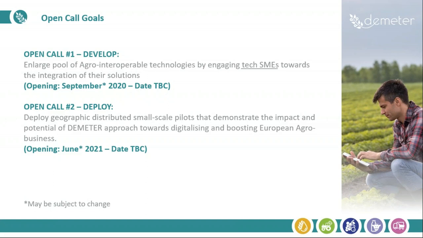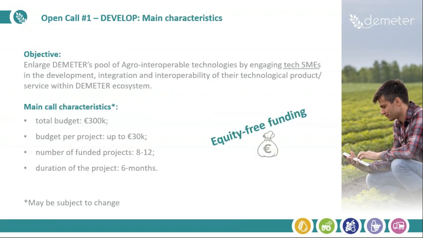So I'm going to focus on the first open call to be launched, Develop, whose main characteristic is a total budget of 300,000 euros to be split among 8 to 12 SME projects. There will be funding up to 30,000 for each SME. And we expect the project to run as a collaboration between the selected SMEs and the Demeter project for a period of 6 months. And we are talking about equity-free funding, 100% equity-free funding on this call.